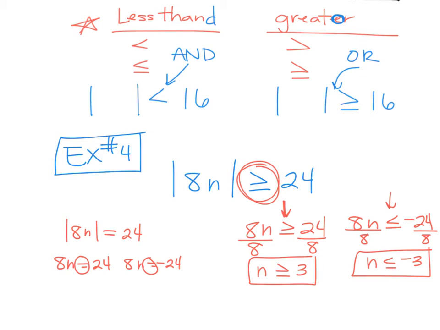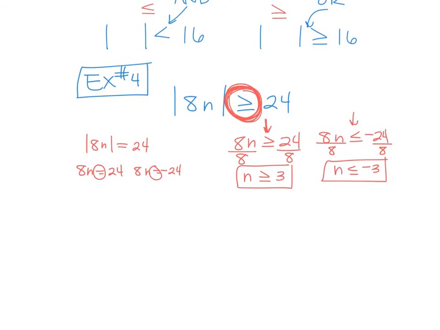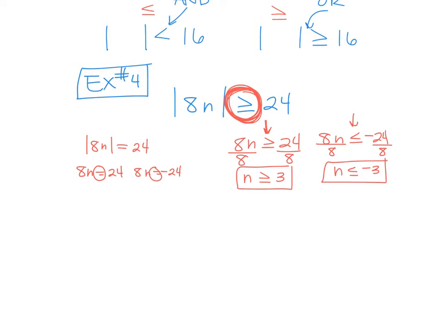Okay? Now here's my question. Is this an and problem or an or problem? It's or, right? Because this is greater, right? When it's greater than or equal to, we think greater. It's an or problem. Think about what it's saying here. And you don't need to know it from the shortcut. If I were to graph this, you have a 3 and you have a negative 3, okay?